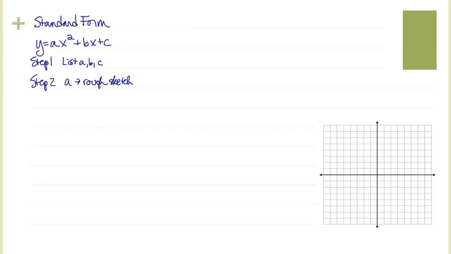I want you to think about if a is positive or negative, big number, small number, what does it do? Is it going to be a shrink? Is it going to be a stretch? Is it going to open up? Is it going to open down? So a is going to give you the rough sketch, and c is going to give you the y-intercept. The y-intercept is always (0, c). So you're already going to be able to start placing things in the graph.